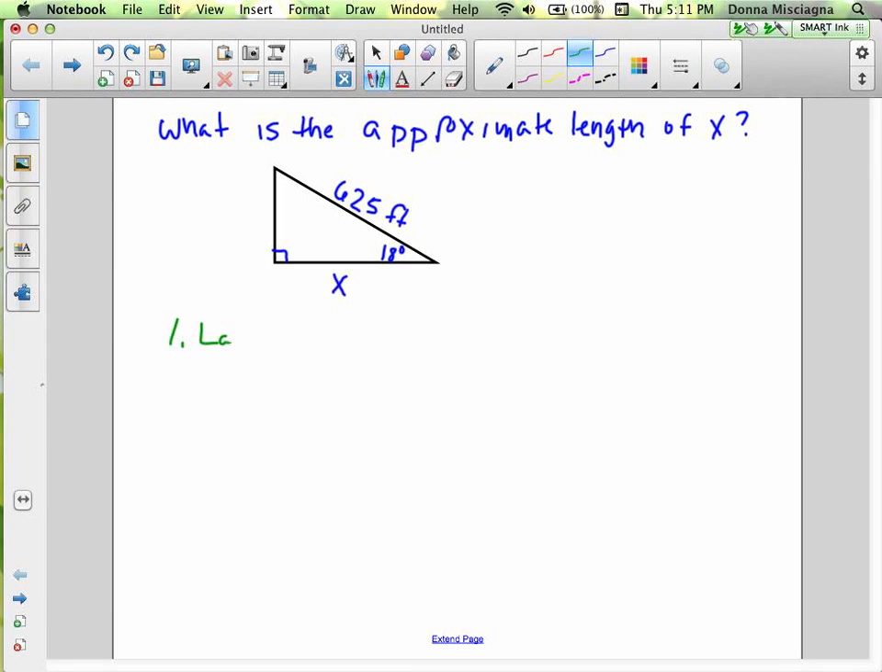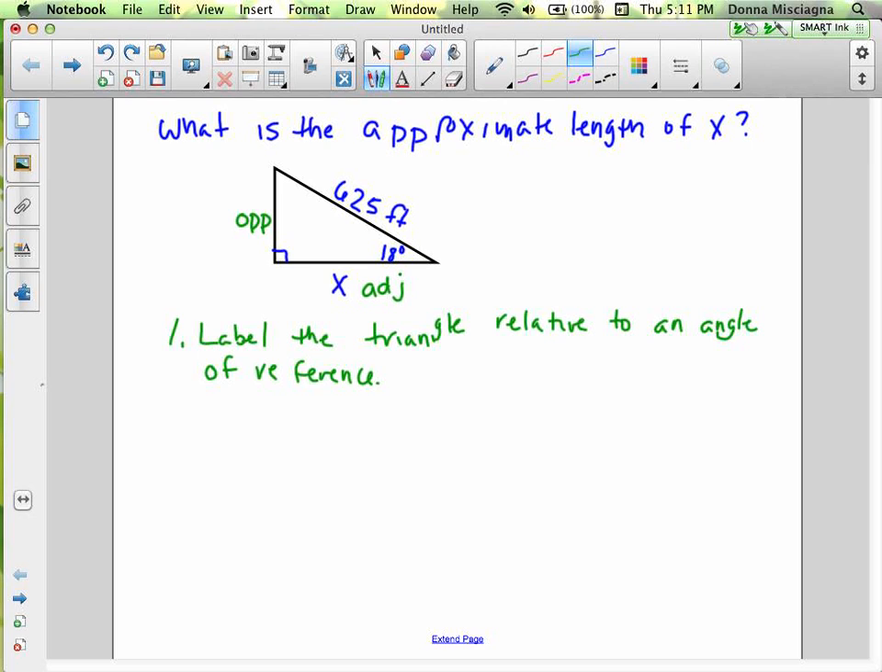So the first thing you want to do is label the triangle relative to an angle of reference. All right, so 18 degrees is our angle of reference. Across the triangle is the opposite side. X here is next to the angle, it's the adjacent side, and across from the right angle is the hypotenuse. So now if we look at the sides that we have, the adjacent side and the hypotenuse.